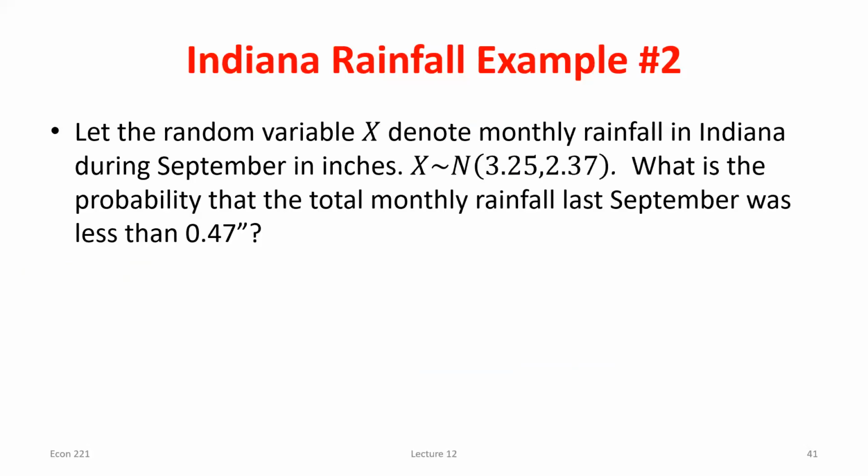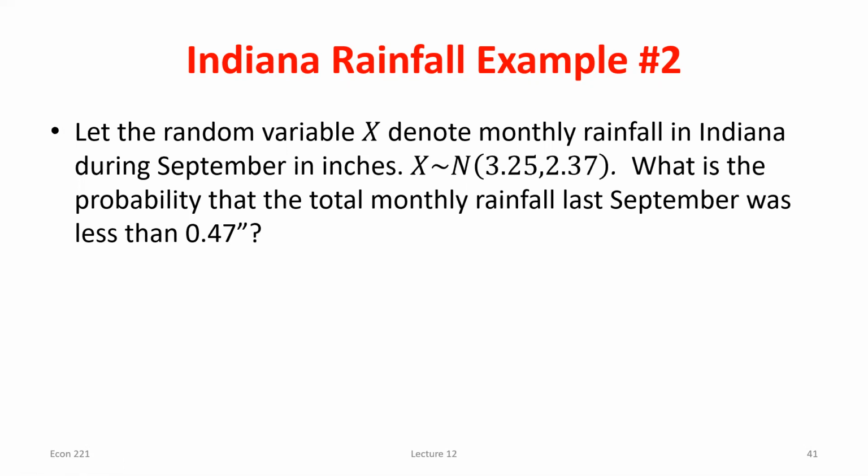There it is. All right. So let's say we look at September rainfall. On average, we see 3.25 inches of rainfall every September, with a variance of 2.37. What's the probability that total rainfall last September was less than 0.47? The reason I use this value is I looked it up, since this September's been fairly dry.